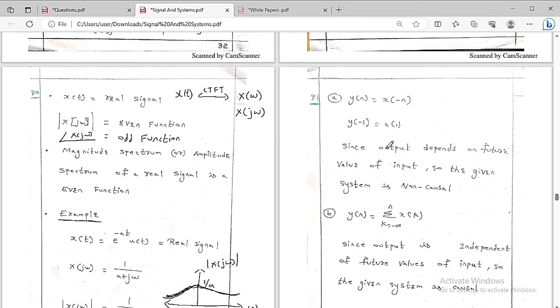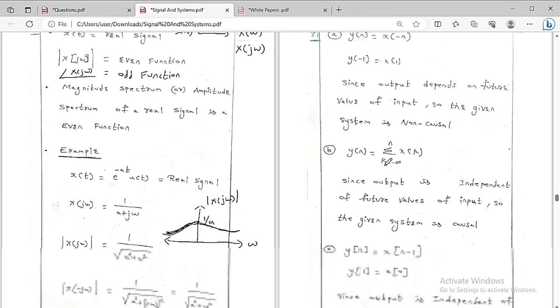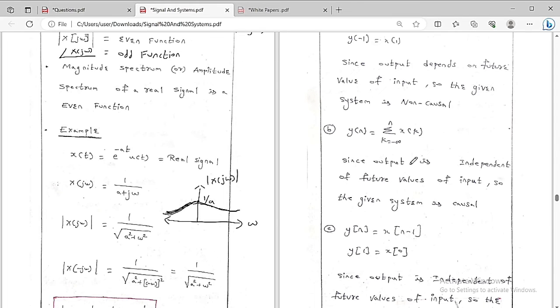Now the second system is y of n is equal to sigma k is equal to minus infinity to n x of k. Suppose if you want y of 1, it can take all the input from minus infinity to 1 only. So it is going to include all the past values of the input, also the present value of the input, but not the future values of the input. The given system is said to be causal system, since the output is independent of the future values of the input.